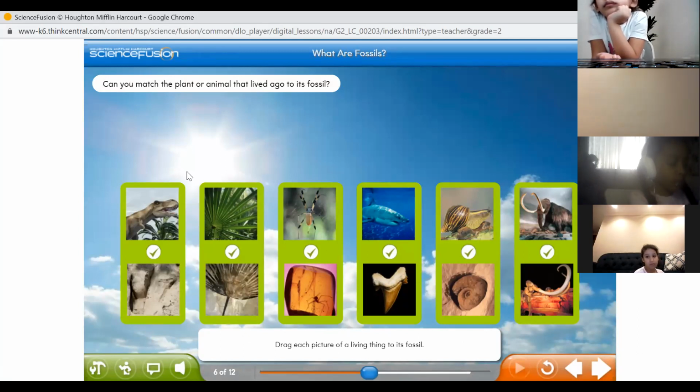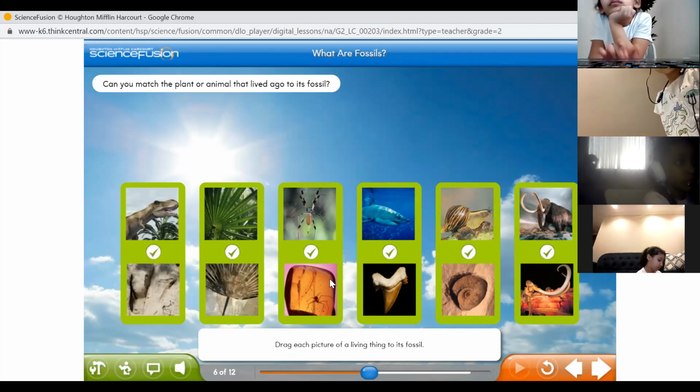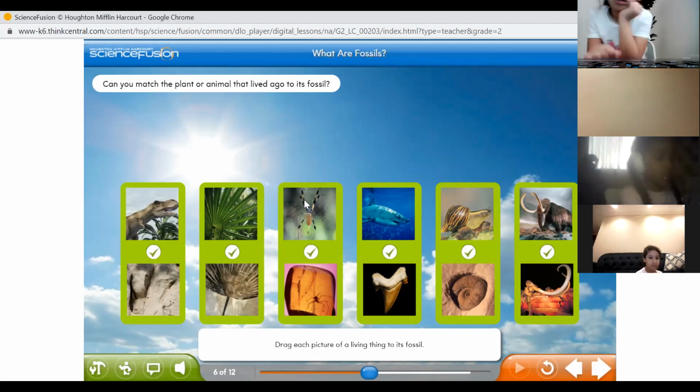Okay, it's already dragged over here. Down, you will see the fossil, and up, you will see the animal or the plant. So, down, this is a footprint of a dinosaur. The next one is a fossil of a plant, a leaf. This is a leaf. Down here, this is a spider trapped in what? In water or in ice. And this is a living spider.